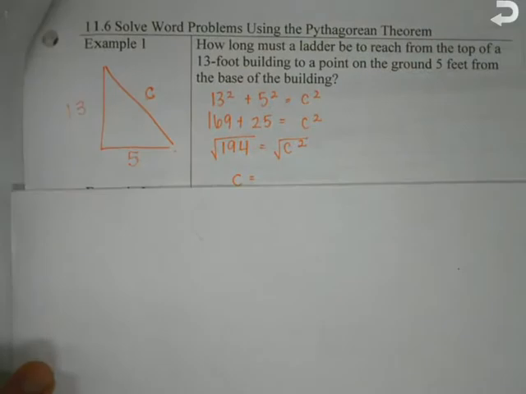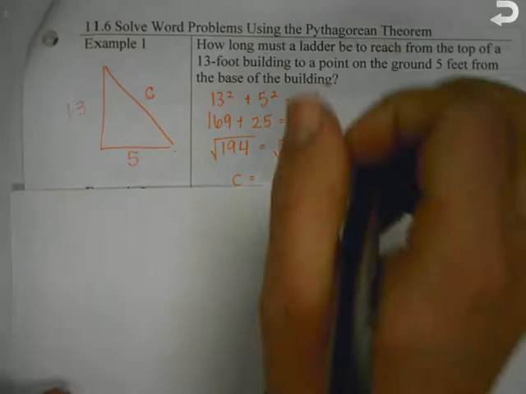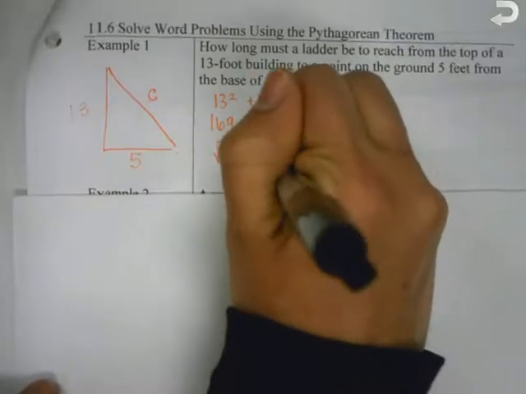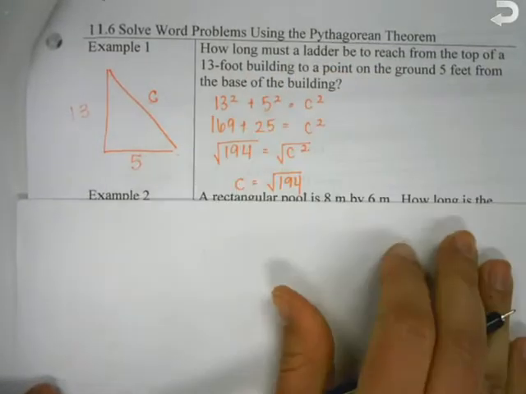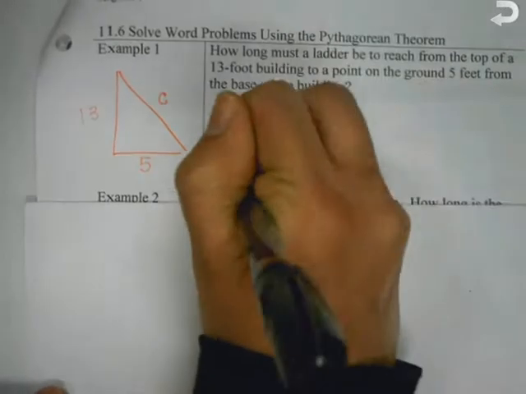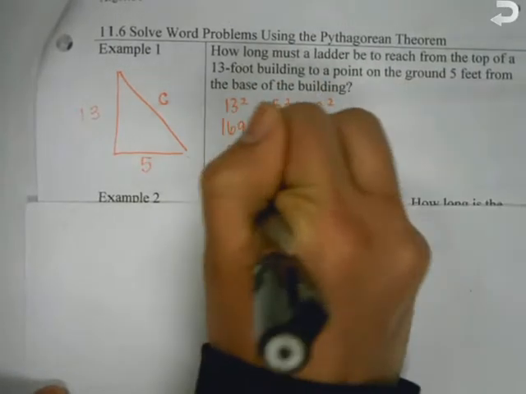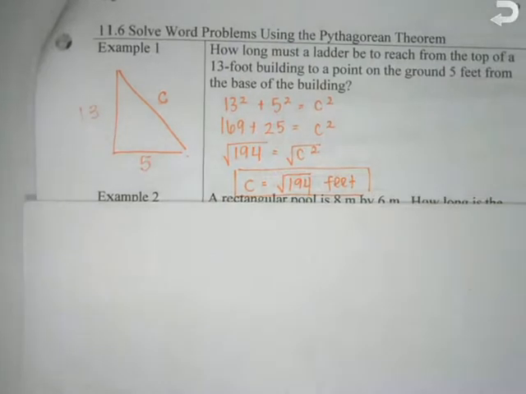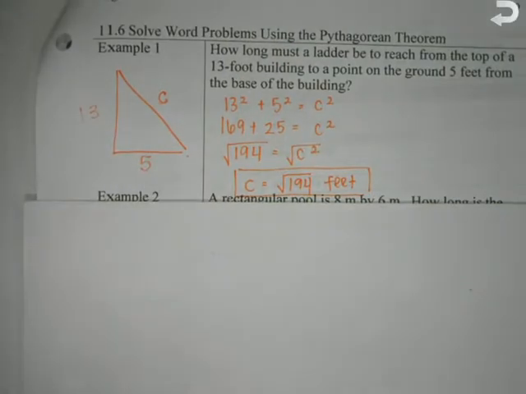Can you take the square root of 194? Can you break it down? No. 194? You can't. So it's just square root of 194. How much? Feet. Oh, you have to put feet, yeah, because it's a word problem. And that's your answer. Okay? Not bad?